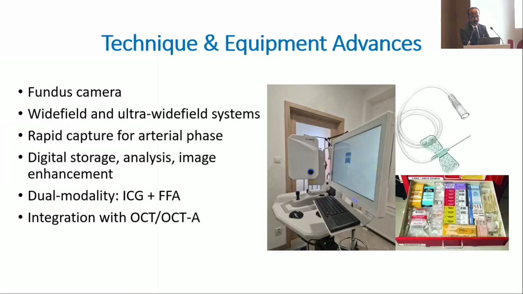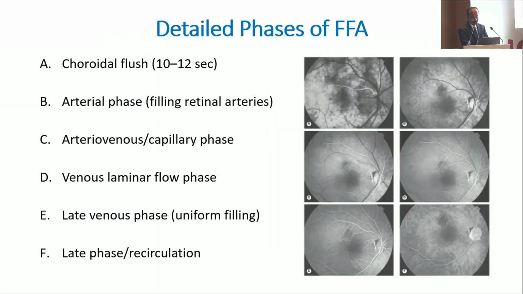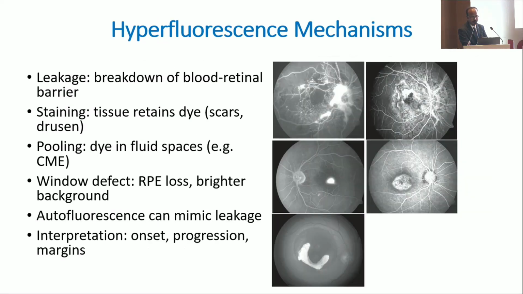So coming to the technique and equipment, the main instruments used are the fundus camera, then wide field and ultra wide field systems to visualize, and data storage and image analysis systems. And coming to the detailed phases, we have 6 phases. That is choroidal flush, which takes place in the first 10 to 12 seconds, and the arterial phase, arteriovenous or capillary phase, venous phase, late venous phase, and recirculation phase.